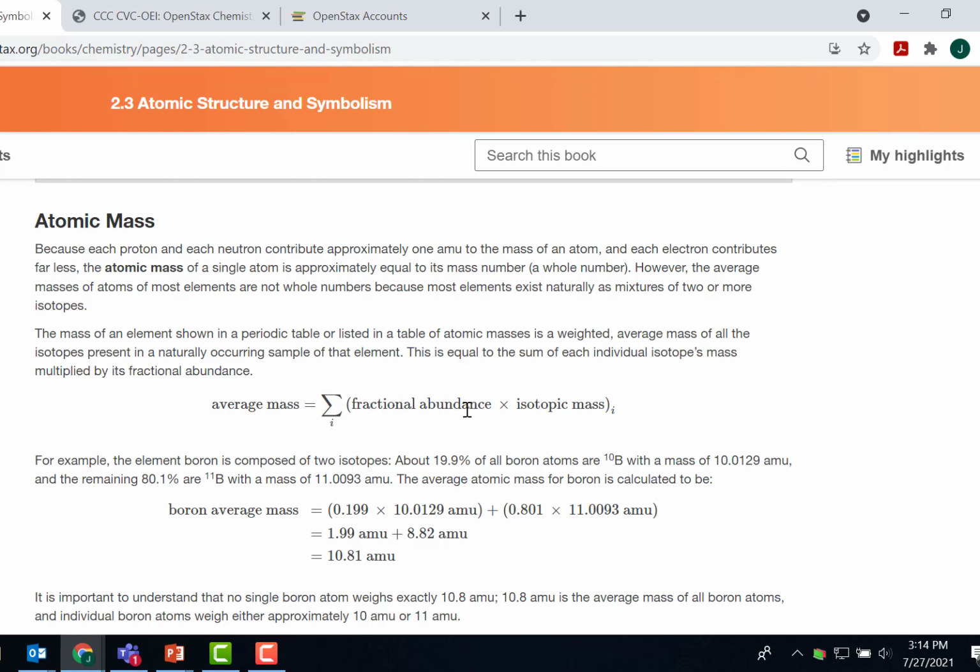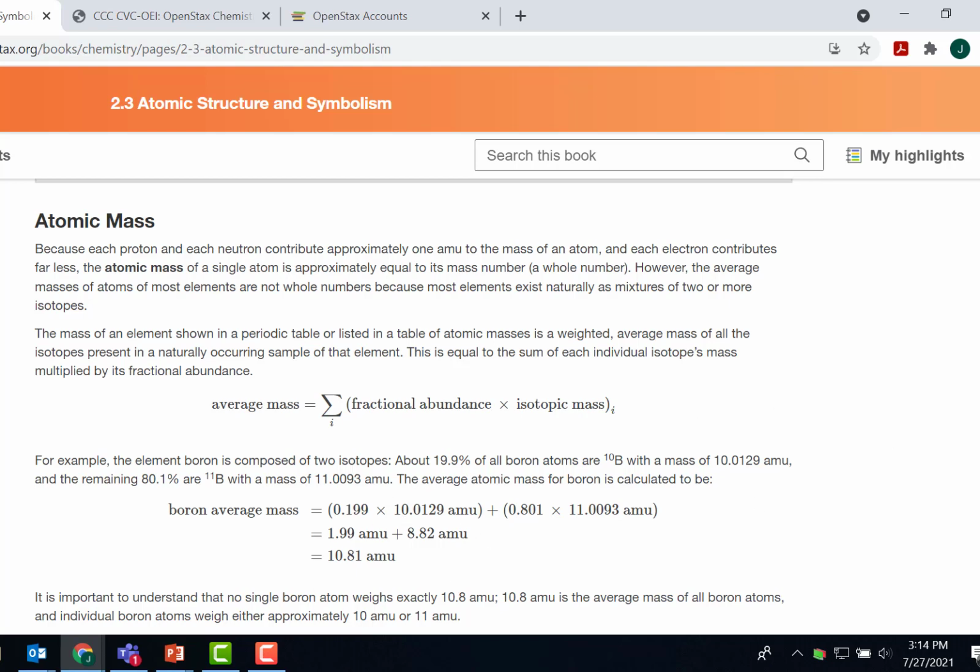So we take the fractional abundance multiplied by the isotopic mass. And then we do that for however many isotopes we have. So that's what this i thing means. So for a given isotope, you take abundance times mass, and then you add to that whatever other isotopes you have. So if you have two isotopes, you do this twice. This is the Greek letter sigma, and it's used to represent adding together a bunch of things. So you add together those things as many times as that happens.